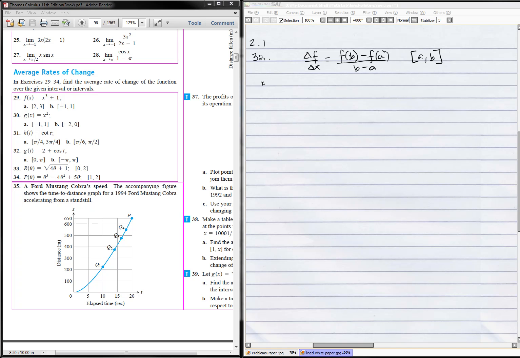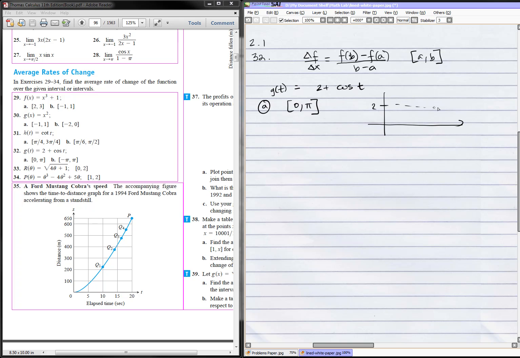So, Problem 32 defines the function g of t as 2 plus cosine of t. The first part asks us to look at the average rate of change from 0 to pi. So we draw the graph.